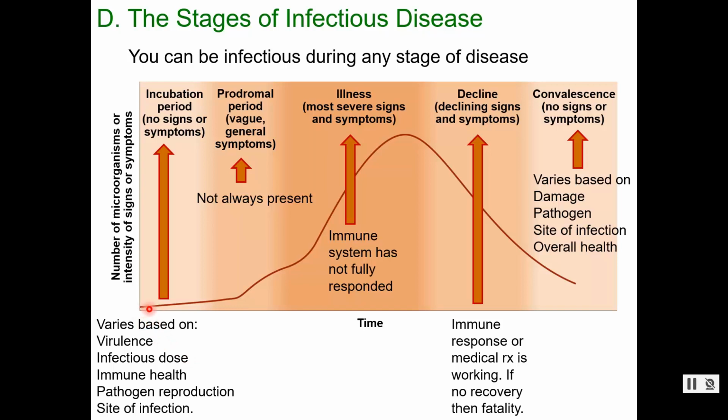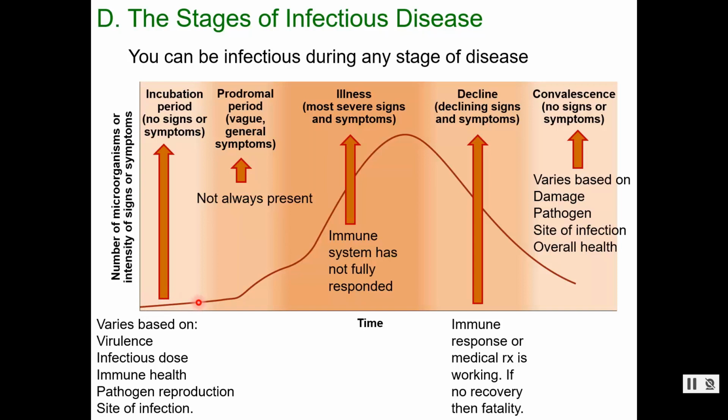As it's in lower amounts, so this axis here is the number of microorganisms in the environment, or the intensity of the signs and symptoms. So here we have low numbers of microorganisms, and because of that, we're not showing any signs or symptoms. If we are infected and microorganisms are present, this is considered your incubation period. There's no signs and symptoms, and this is your incubation period. This will vary based on the pathogen.